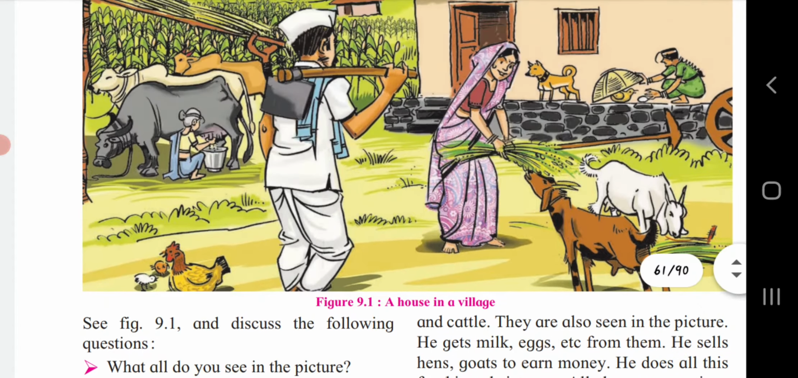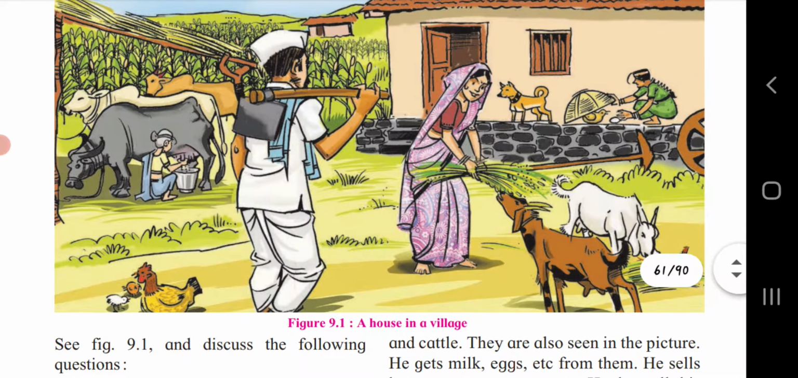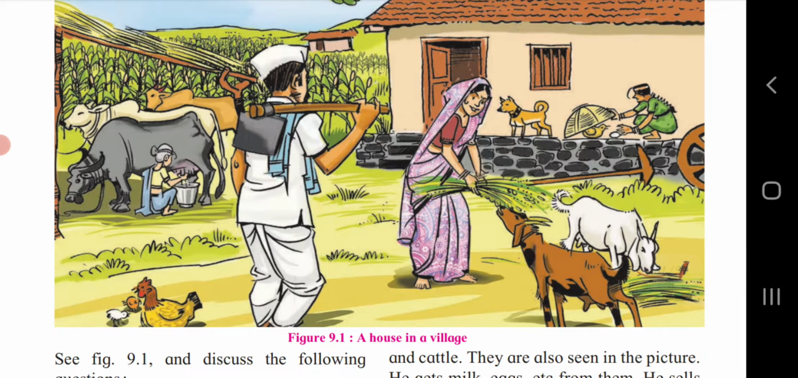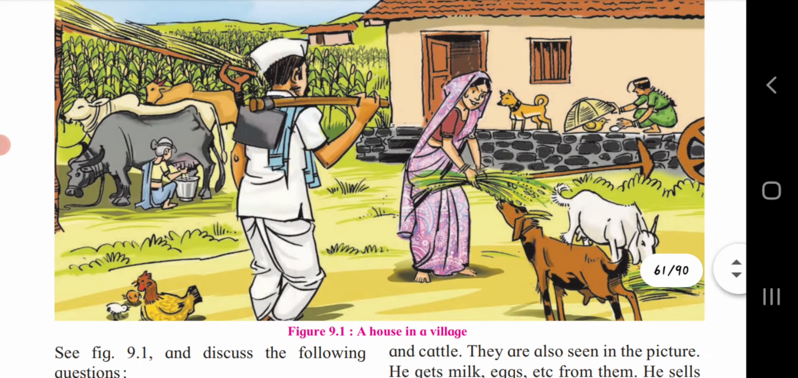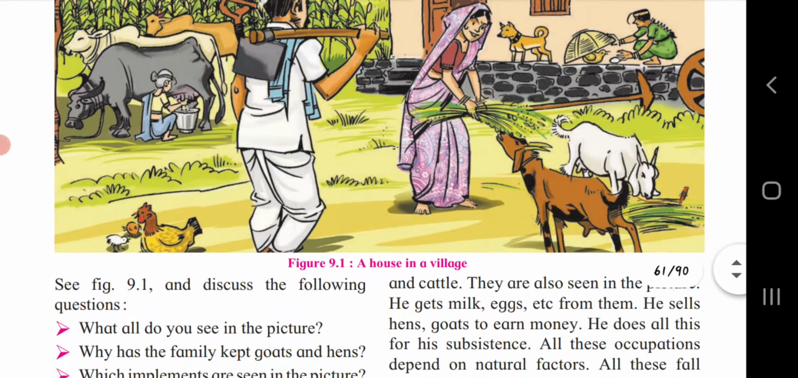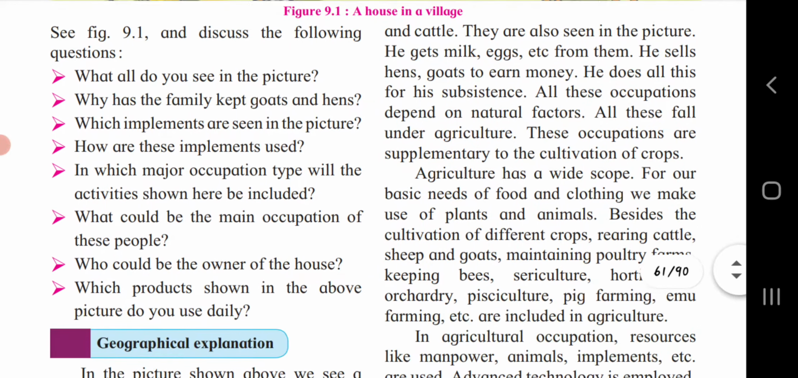and the spade are the two implements seen in the picture. You can see. How are these implements used? The plough is used for ploughing the field before sowing seeds, whereas the spade is used for removing soil from a particular pit or place. So these are the two instruments, that is implements.